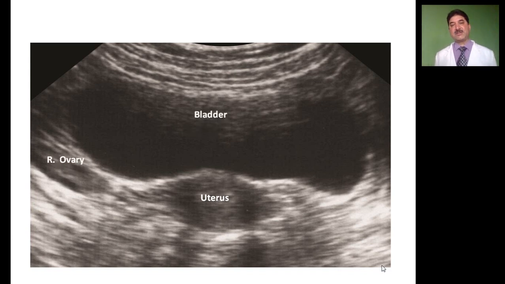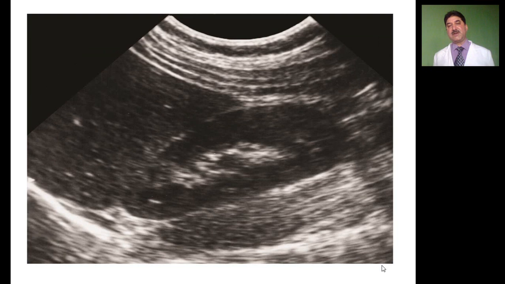This is the sagittal section of the liver. We see the liver, right kidney, and hepatorenal pouch of Morrison. What are the supporters of the kidney? Diaphragm, quadratus lumborum, and psoas. Here we can see the psoas major forming the posterior support of the kidney.